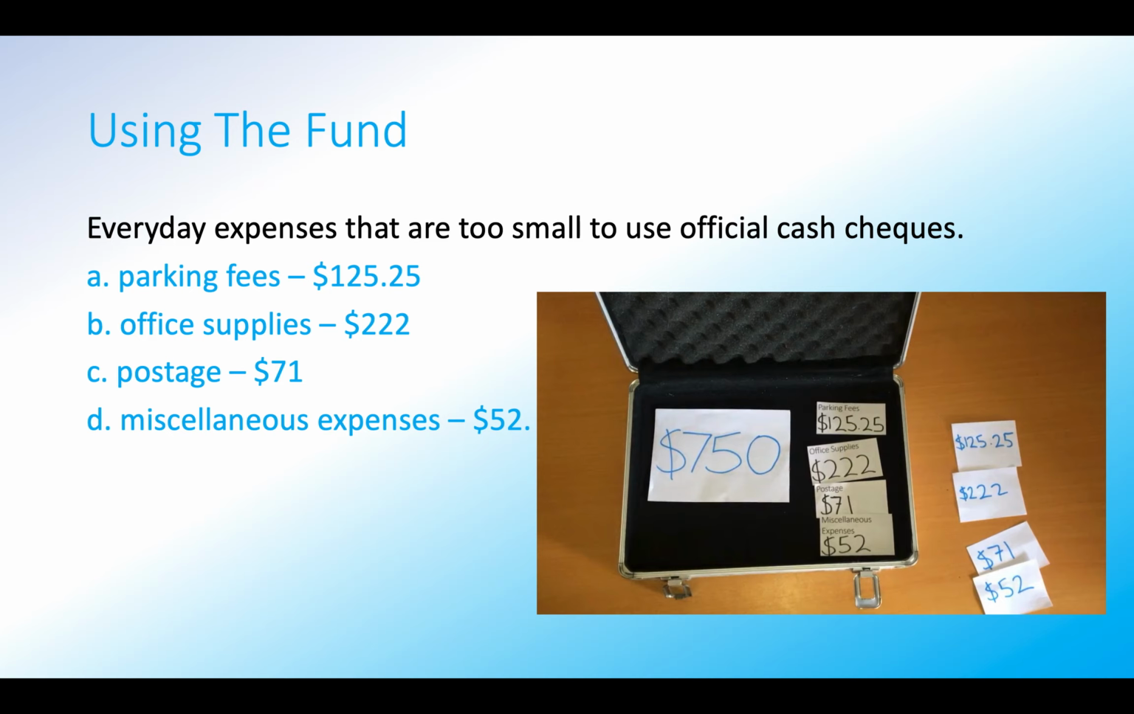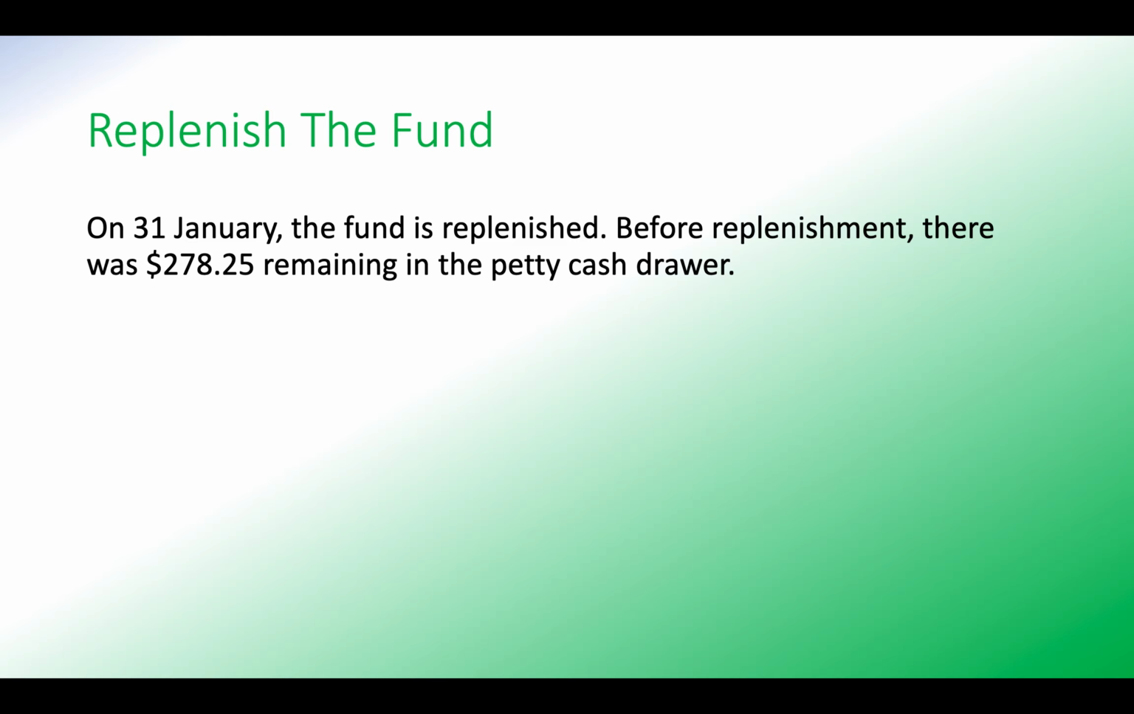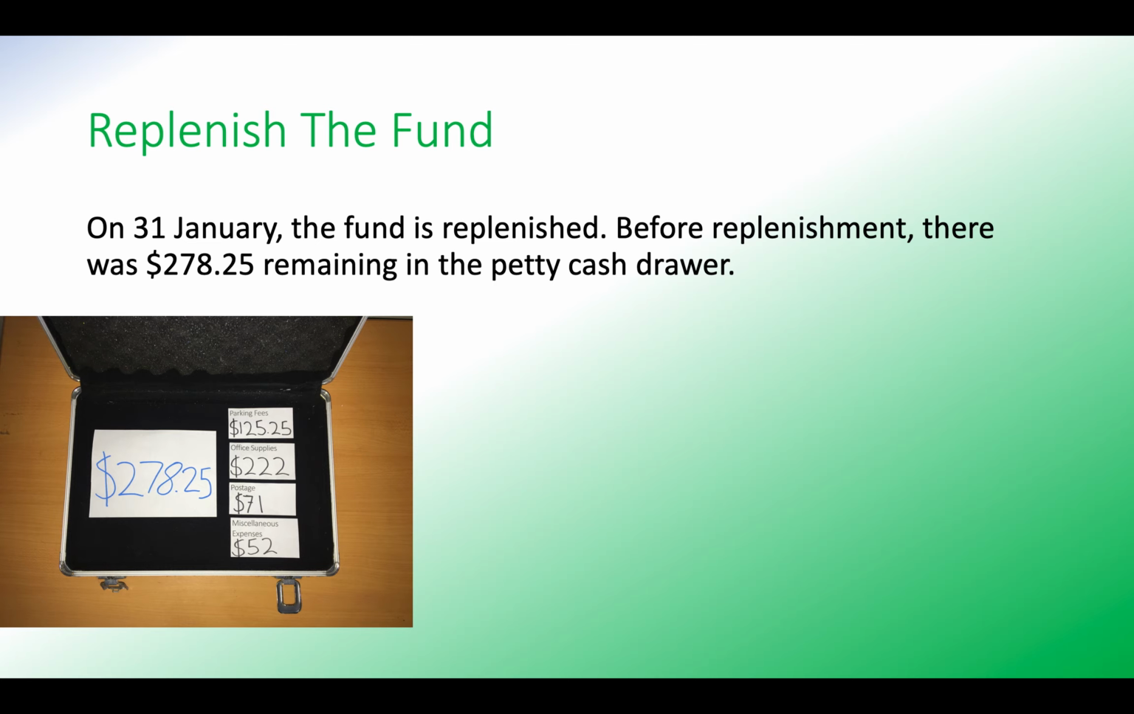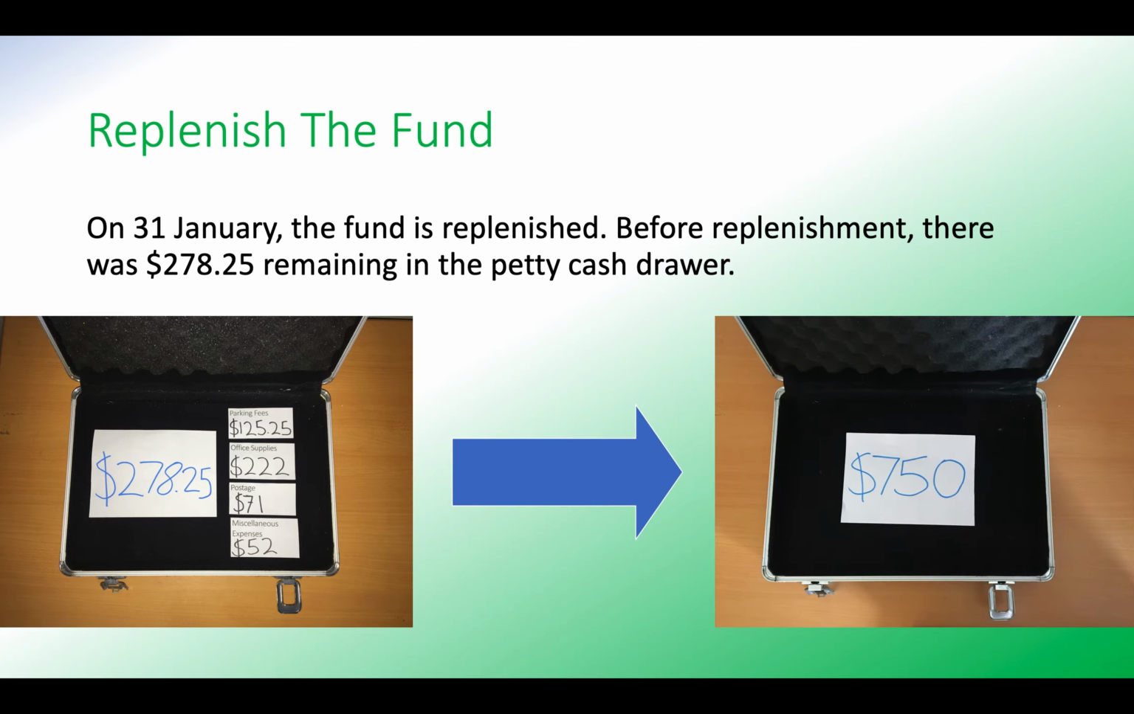So when we go to refill the fund, this brings us to the final step. We open the drawer on the 31st of January and find $278.25 in cash and all the receipts. We want to top it back up to $750 of just cash, but how do we do this?